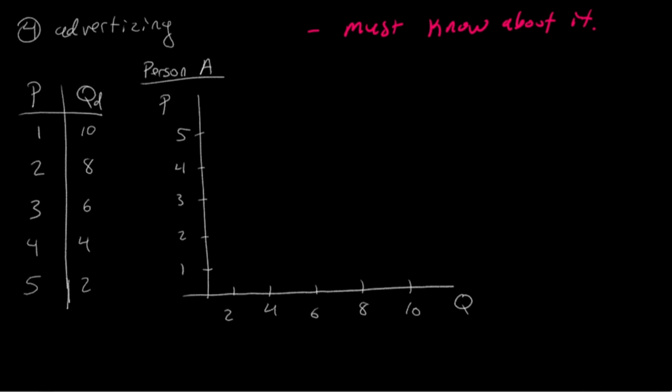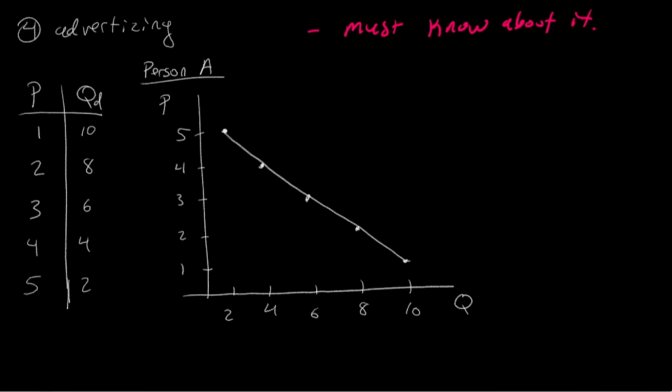And we plot the points. So at a price of 5, this person is only willing to purchase 2 slices. At a price of 4, 4 slices. Price of 3 is 6 slices. 2 is 8 slices, and 1 is 10. And we just connect the dots.